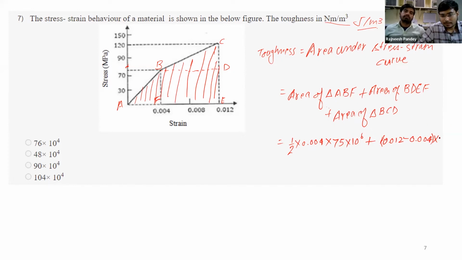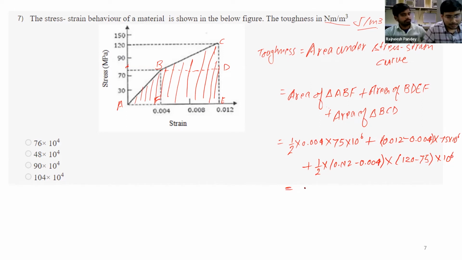So it would be 75 into 10 to the power 6, plus the area of the upper triangle, which is half into its base. Its base is nothing but 0.012 minus 0.004, multiplied by the height, and since this is 75, the height will be 120 minus 75, into 10 to the power 6. If we calculate this value, it comes out to be 9,30,000.